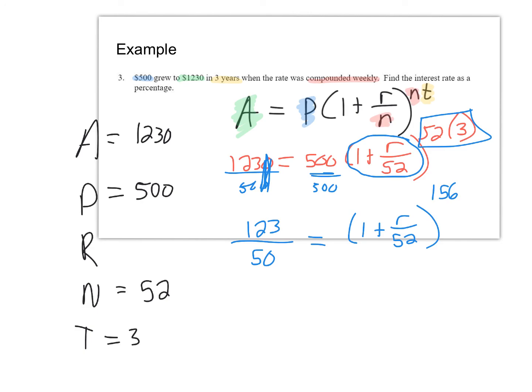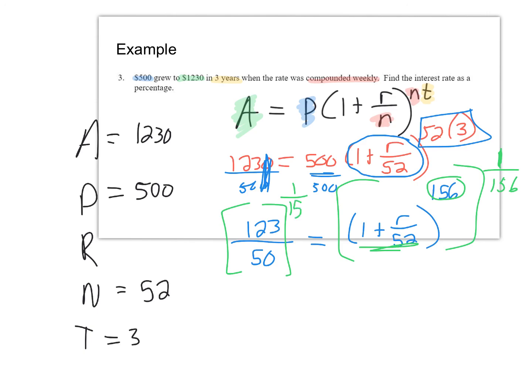Now at this point, in order to get at the R, I got to get rid of this. So I'm going to raise this to its reciprocal of 1 over 156. I know you can't see the 1 here. We're going to raise both sides. So technically what you're doing is taking the 156th root of this, but it's easier to do it this way.